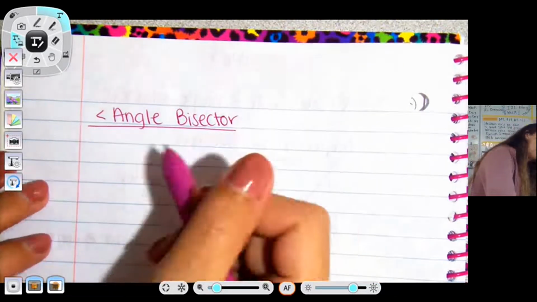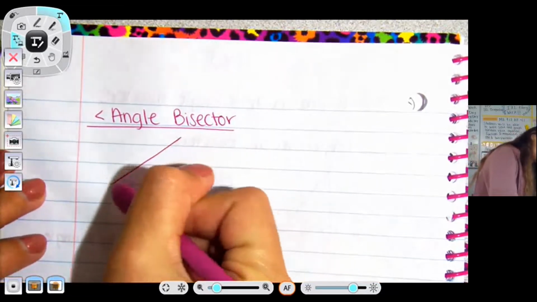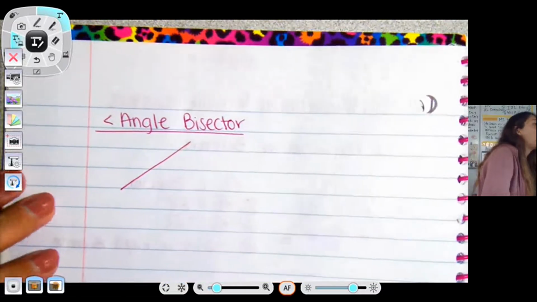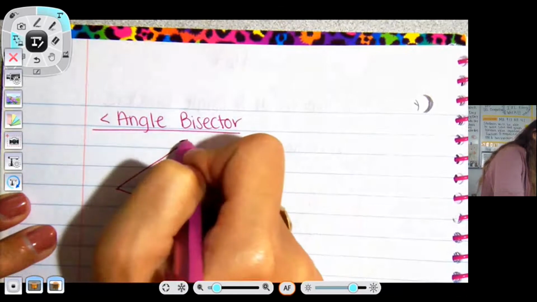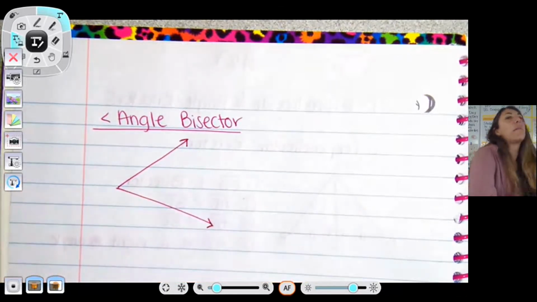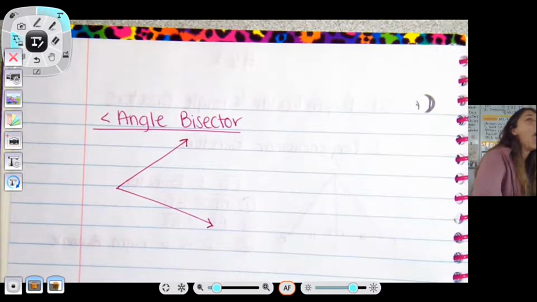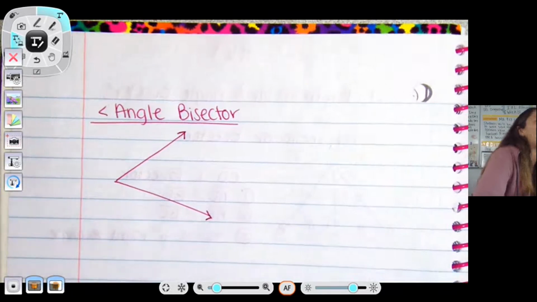Ian, why don't you get out a piece of paper? You can start on the back and then copy the front. I want you to draw any angle. I'm going to make mine a cute one because it's cute and tiny and sweet.